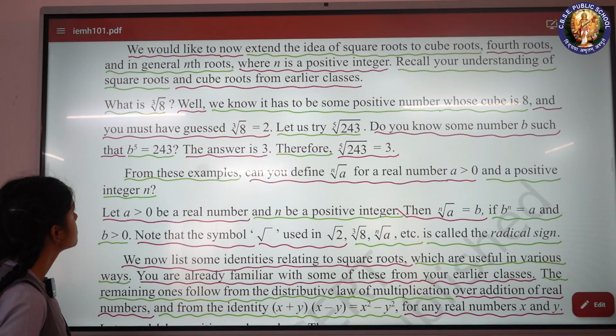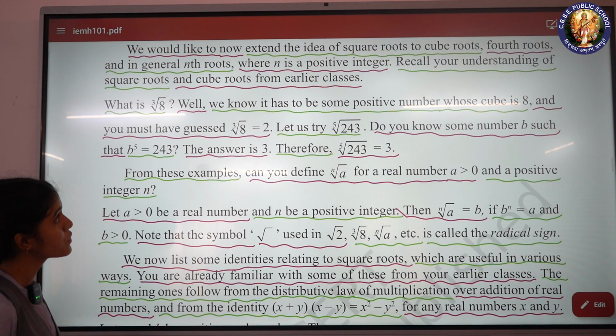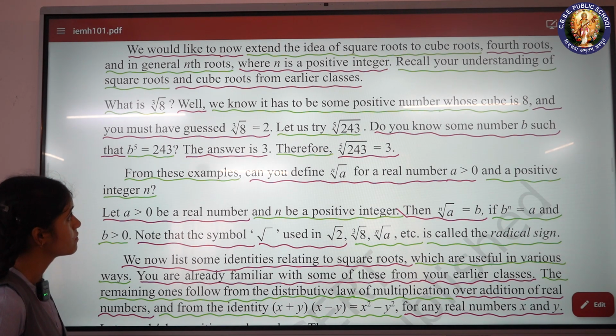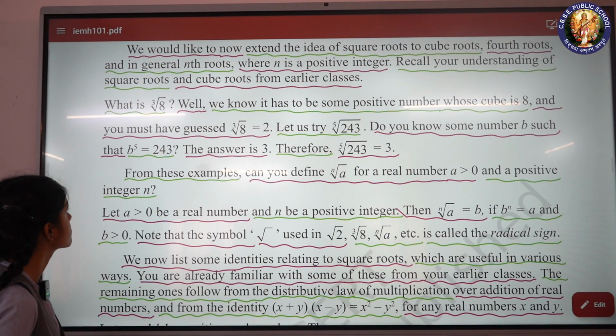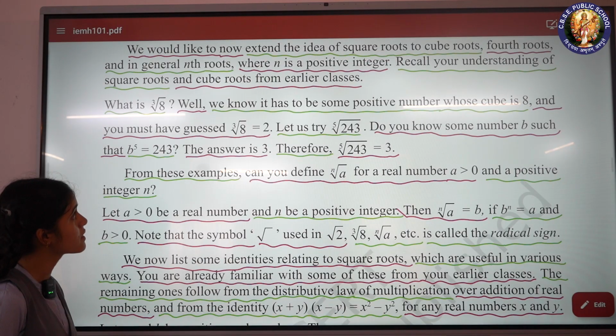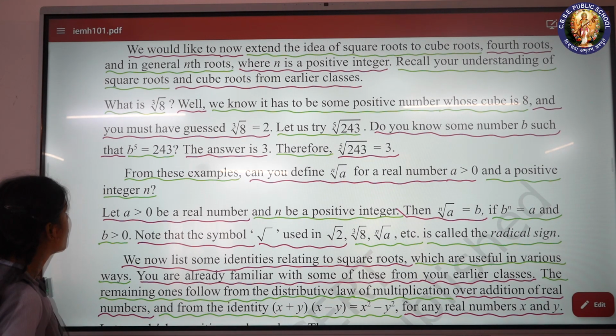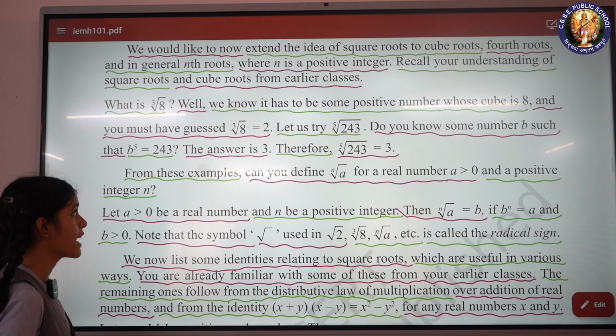We would like to now extend the idea of square roots to cube roots, fourth roots, and in general nth roots, where n is a positive integer. Recall your understanding of square roots and cube root from earlier classes. What is cube root 8? Well, we know it has to be some positive number whose cube is 8. And you must have guessed cube root 8 is equal to 2.